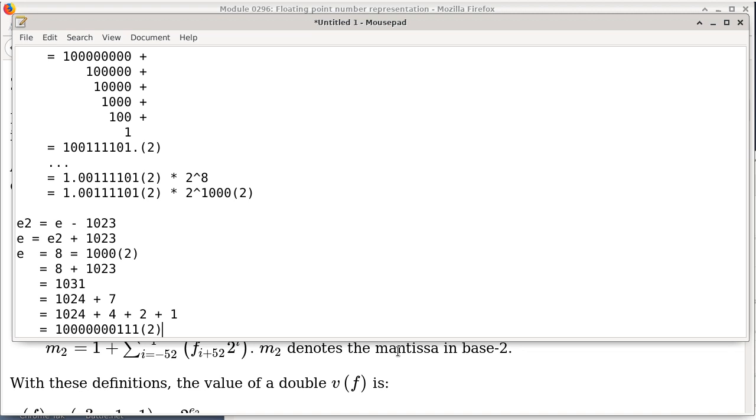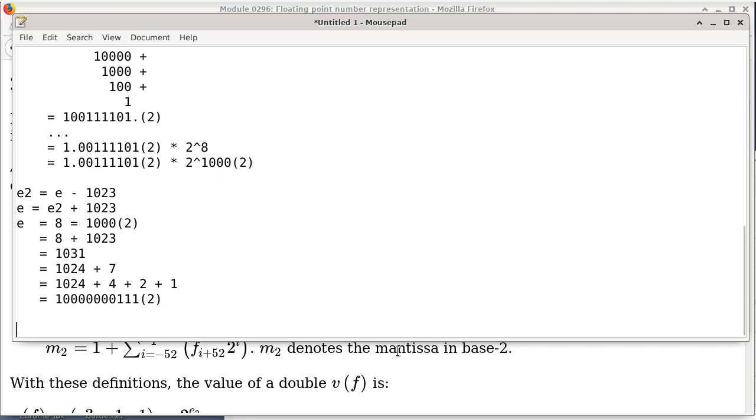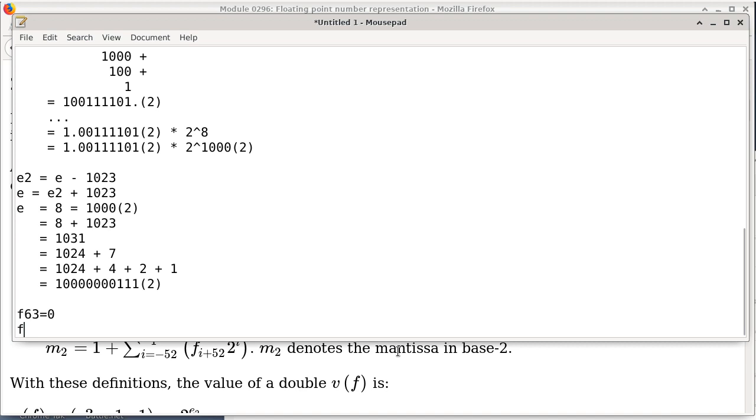All right. Is the value we want to represent negative or not? Nope, it's not negative. So bit 63 is going to be a 0, because if it is a 1, it is negative. If it is a 0, it is non-negative. Okay, very good. What about bit 62 to bit 52?